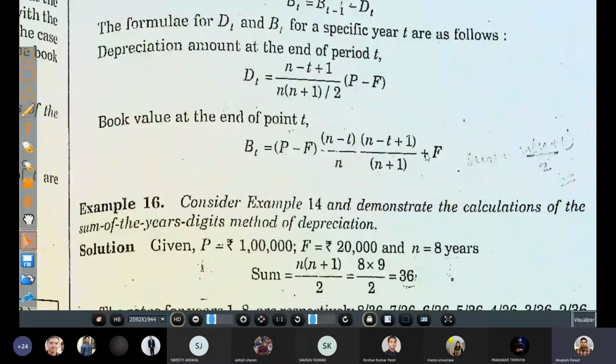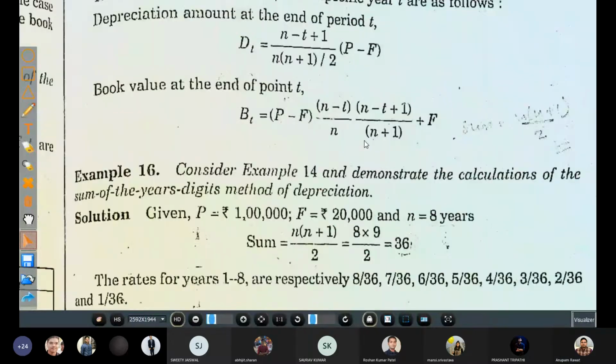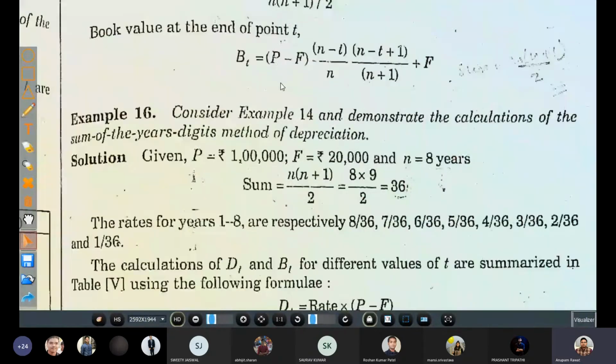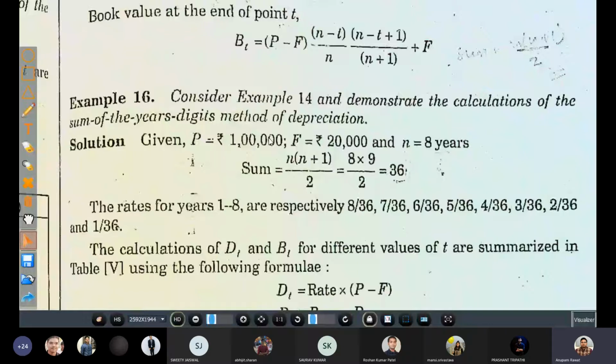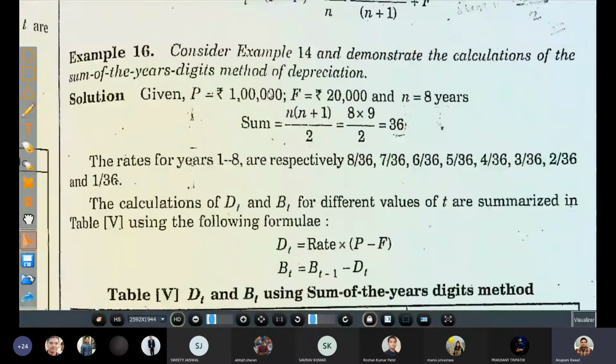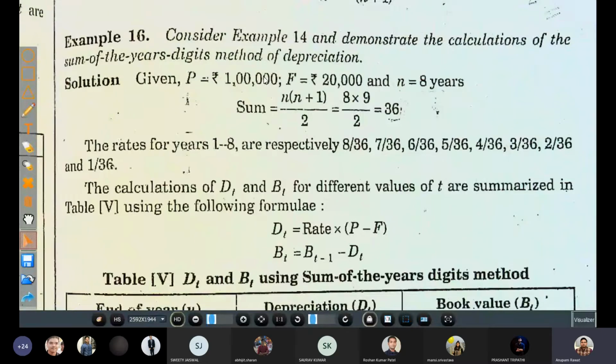The formula is very complex, but the calculation is very easy in such type of problem when you have to use the sum of the years' digits method. So we consider the same example where 1 lakh rupees is the initial value, F is the salvage value, N is the number of years. The summation is basically the sum of the years, 8 years are there. So that is N into N plus 1 by 2, that is 8 into 9 by 2, that is 36.